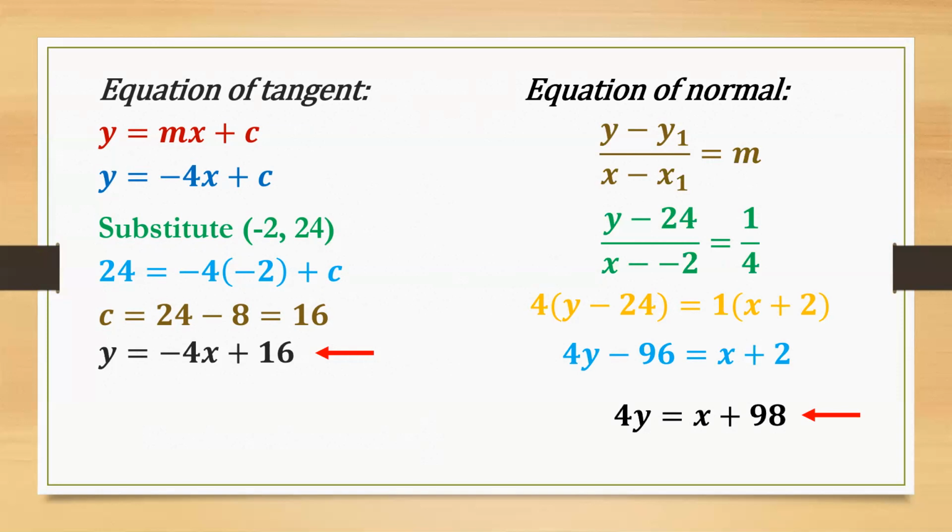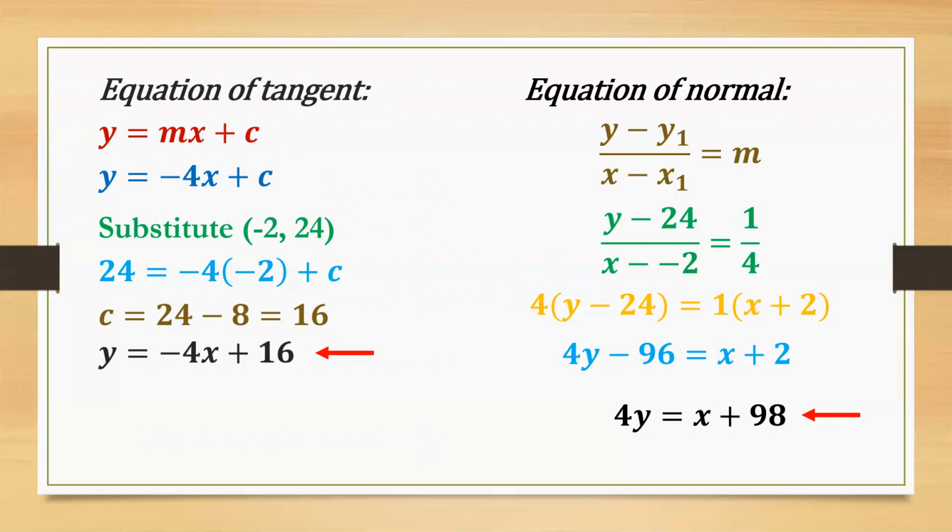To find the equation of tangent and equation of normal of a given curve at a particular point, you always need to find dy by dx. You replace the value of x to find the value of y if it is not given, and you replace the value of x to obtain the gradient of a tangent. Once you know the gradient of tangent, you can find the gradient of normal.